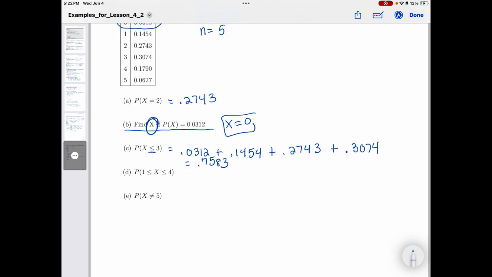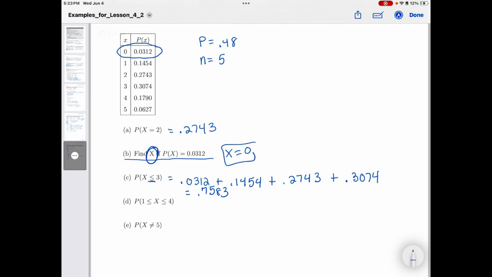All right, part D says, find the probability that x is between 1 and 4, including 1 and 4. So we're going to add 0.1454 plus 0.2743 plus 0.3074 plus 0.1790. Now, when we add all those up, we get 0.9061. So that's telling us the probability that the panels that are tested will have between 1 and 4 successes.